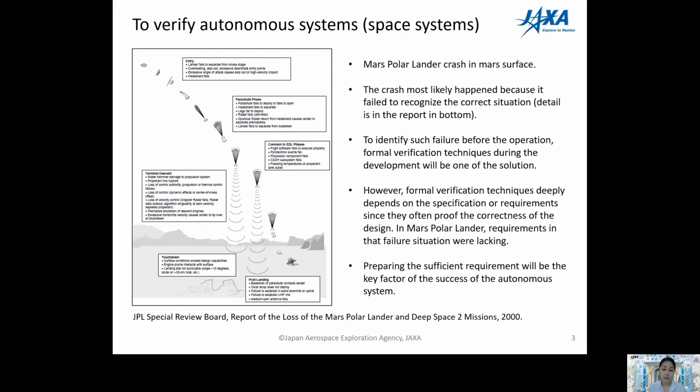So when we look back at the Mars Polar Lander, its requirements in the failure situation were lacking. It was missing. So we can easily imagine that it will be really difficult to conduct formal verification techniques successfully when the requirement is missing. So we think that preparing sufficient requirements is a key factor of success of the autonomous systems.